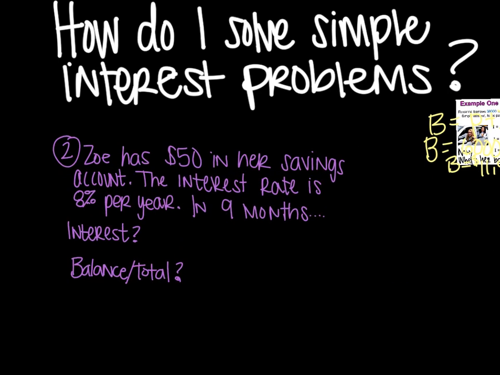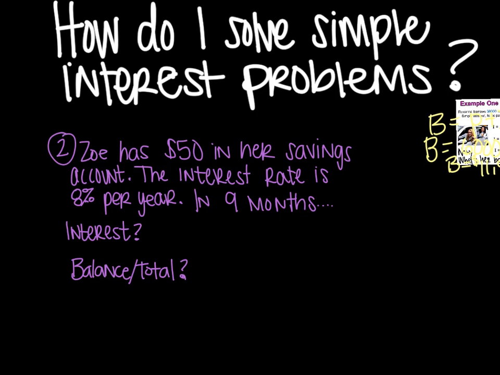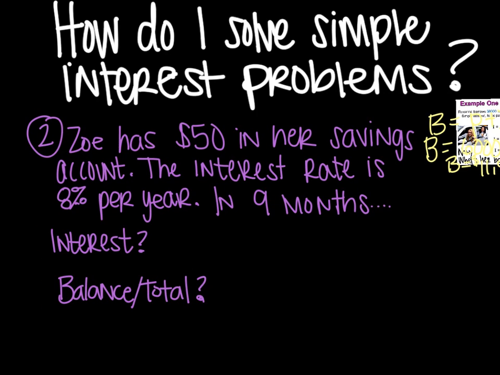Example number 2. Zoe has $50 in her savings account. The interest rate is 8% per year. This one's a little bit different because it's talking about 9 months, which is key here in finding our answer. So here we go. Interest is your I equals P times R times T. I'm not going to color code, but hopefully that was a good visual for you. Your principal was your starting amount. What did she start with? $50. And we're trying to find our interest.